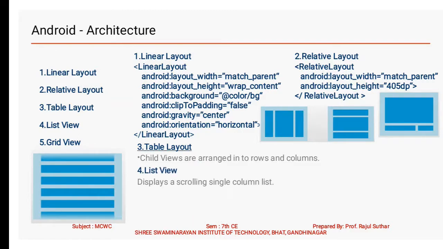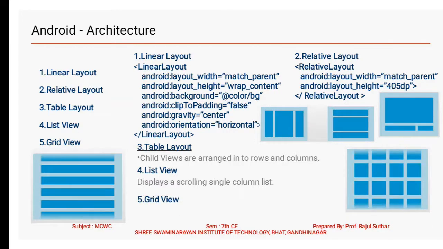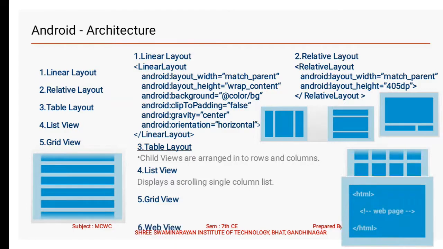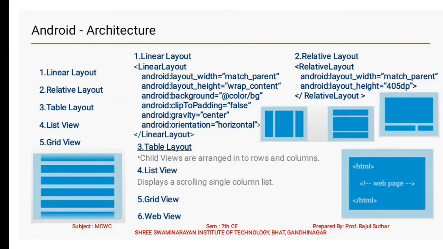Then the list view. This list view is also the same as the table view. It displays a scrolling single-column list. Then the grid view. We are all familiar with the grid view. So this is the layout of the grid view. Then the web view. The web view covers HTML code or some of the designing part. So these are the layouts.